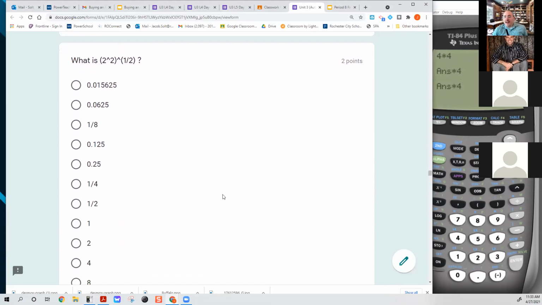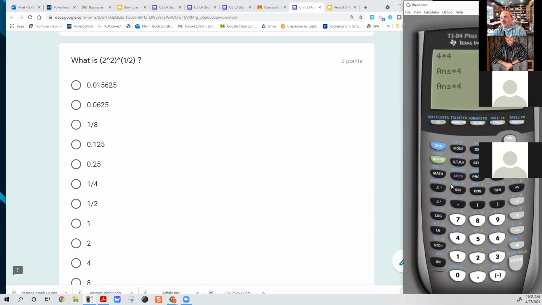But now, can we figure out what is 2 raised to the 2nd power, which itself is raised to the 1/2 power? This one's a brain scratcher, right? Well, let me try it on my calculator. I'm gonna do parentheses, 2 raised to the 2nd power, and I'm gonna raise this all to the 1/2 power. Let's try this on our calculator.